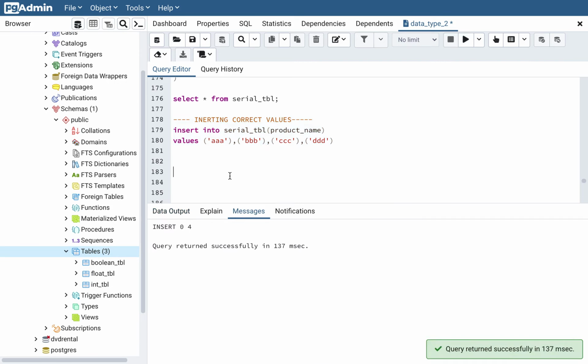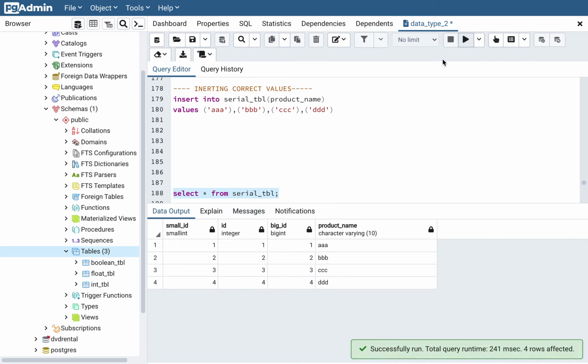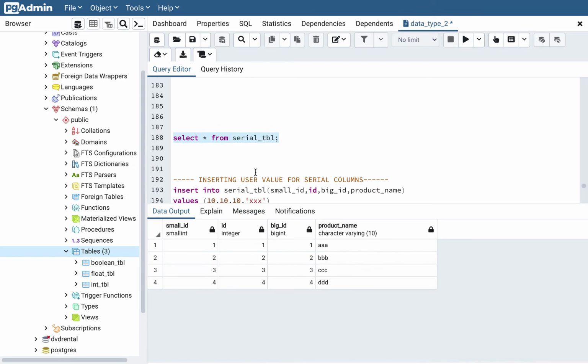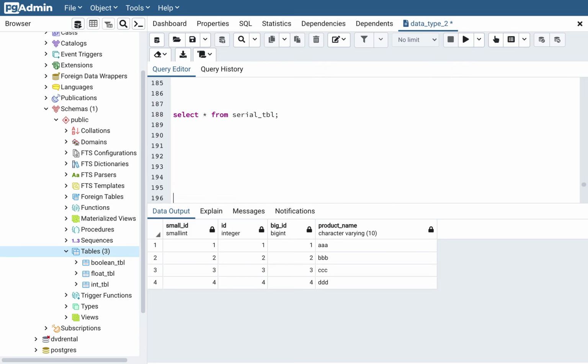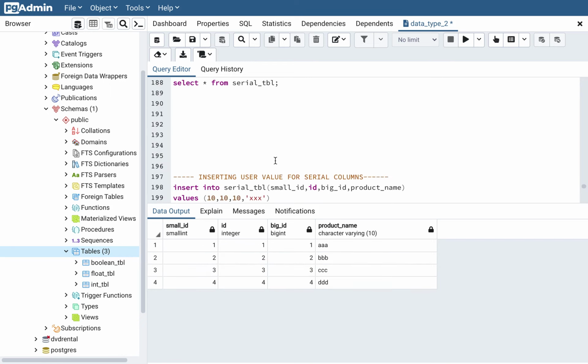Now let me execute this piece of code. Now you see the values have been inserted, A, B, C, D in my product name, and you would notice here that the values for small id and id have been created as 1 2 3 4, 1 2 3 4, and that it has been auto incremented. The increment value is 1. That is what a serial data type means.